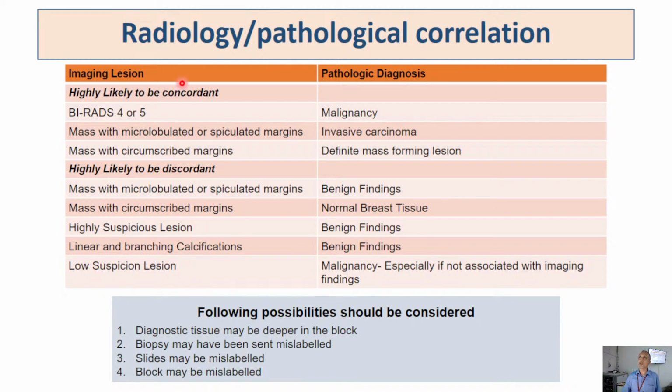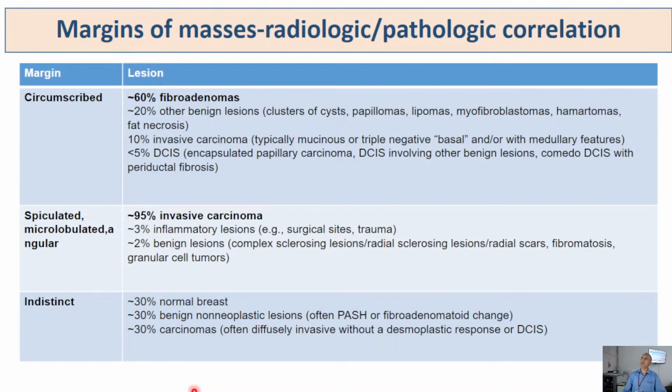And a low suspicious lesion on radiology, but a report of malignancy is again that situation, which was number 2 in that earlier table which I showed. So in such a situation, the following possibilities can be there. Diagnostic tissue may be deeper in the block, as I showed you in that picture. A biopsy may have been sent mislabeled. Slides may be mislabeled or blocks may be mislabeled. All these are real life situations which do happen in clinical practice. We need to minimize that.